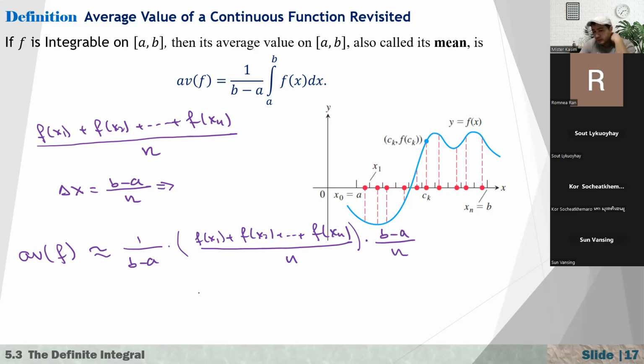Now, not to have this b minus a, that's why we need to divide this by b minus a. This integral means it's just the sum of the values of this function times delta x, b minus a over n. So b minus a cancel each other, and we have this expression approximately. But when n goes to infinity, it gives us the exact average value of the function f.